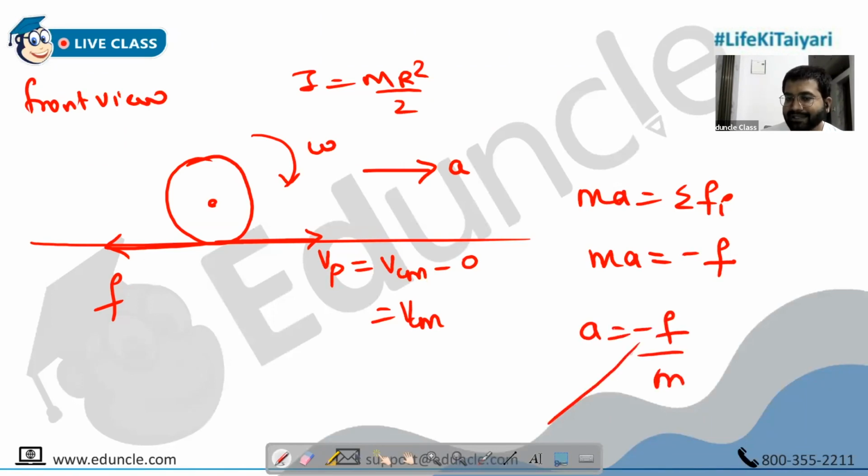This minus tells you that it is actually retardation, and you already know that there will be retardation. Because when it comes to forward slipping, this friction has to retard VCM. VCM will decrease. We know that. And it will also generate a torque. So now let's learn this from the torque perspective. Any questions so far? No, sir. Good.